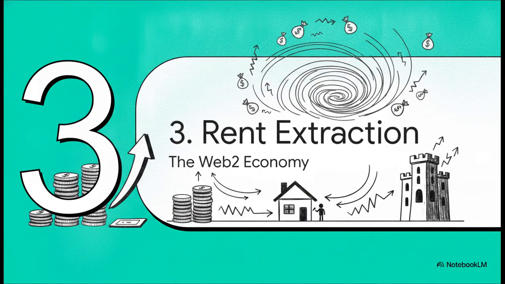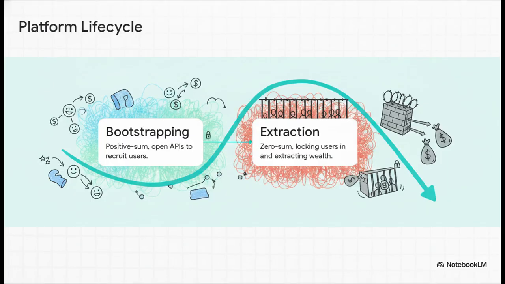And that leads us perfectly into Section 3, the rent extraction economy. Because hey, if you're a tenant, eventually the rent goes up, right? It is the totally predictable S-curve life cycle of these Web 2 platforms. In the bootstrapping phase, they are your best friend. It's a highly positive sum game. Open APIs, free tools, anything they can do to recruit users and creators to build out their network effects. But the second they hit the top of that S-curve, they enter the extraction phase.